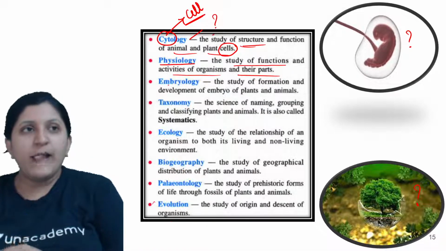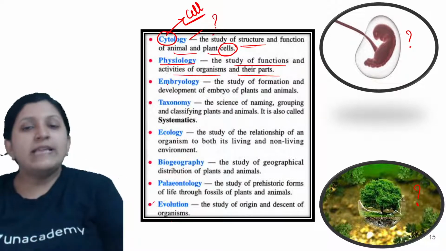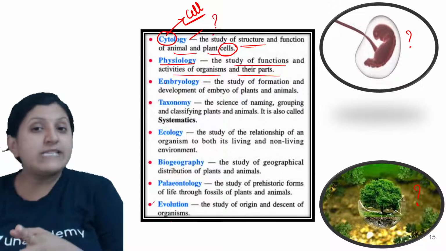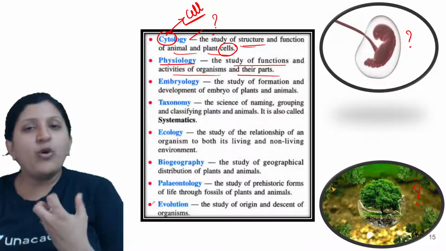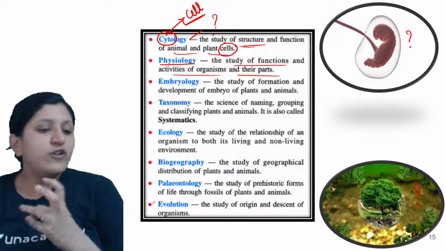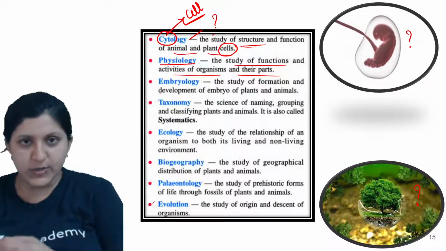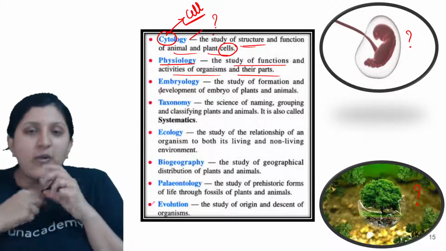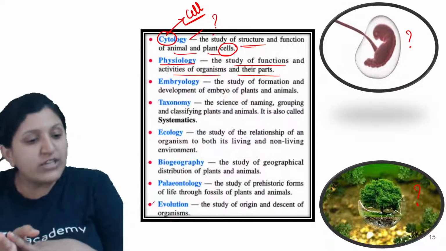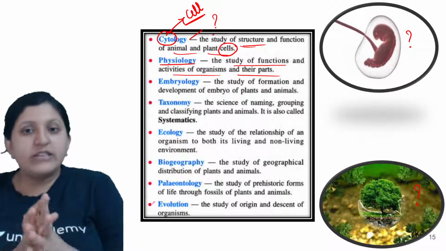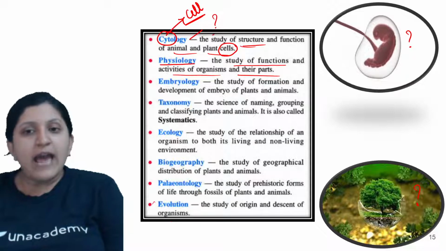Next you have a chapter where you will study plant physiology, and then human physiology. We are not studying anatomy here. It is only physiology, like what is the function of this or that. For example, there is a heart. What is the function of that heart, how exactly does it work? Let's say there is a kidney. How exactly does the kidney work? That will come under physiology. There is plant physiology and animal physiology, which will tell us about the functions and activities of the organisms and their parts.